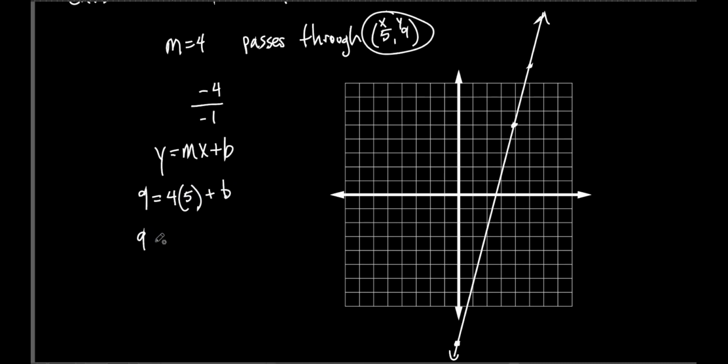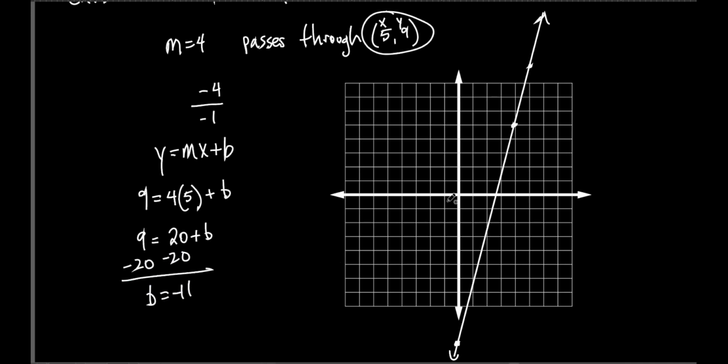So let's do that. A couple steps and we'll be done. So 9 equals what? 20 plus b. How do I get b by itself? Subtract 20, and then what's b equal to? Negative 11. What does that mean?